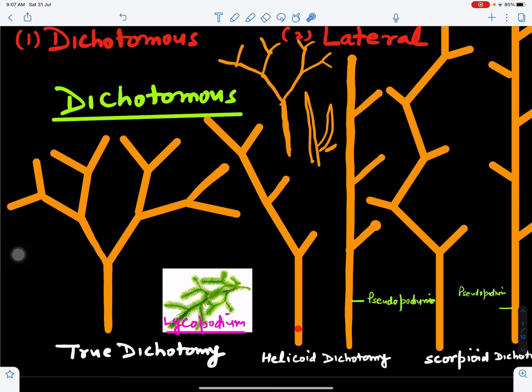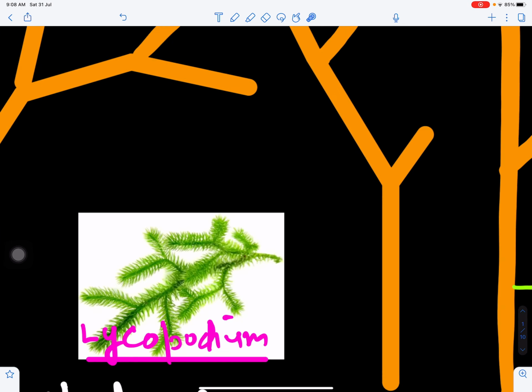And when we straighten up this axis like this, this is not a single axis. This is formed by fusion of this branch and this branch. So this is called pseudopodium. This is not monopodial growth. This is pseudopodium, and this is also called sympodium, a sympodial axis.